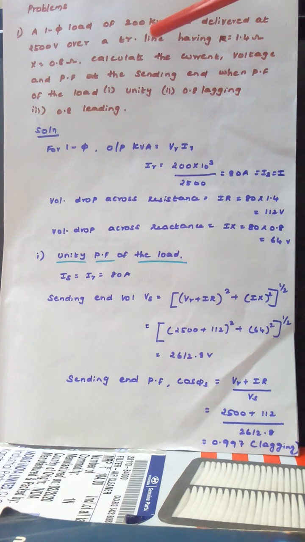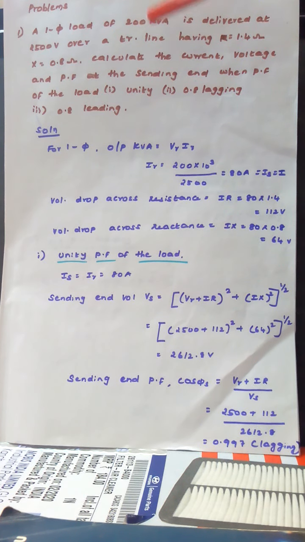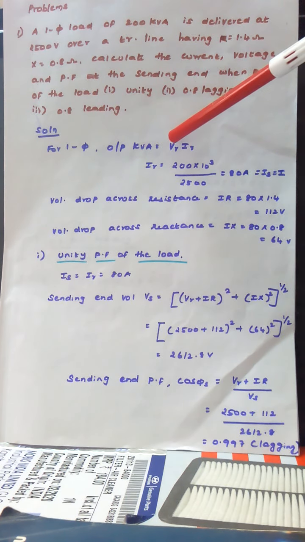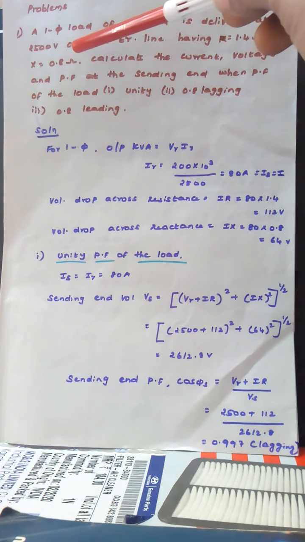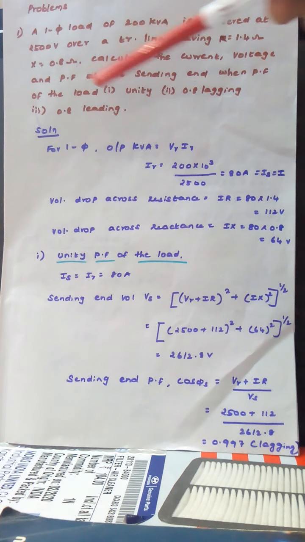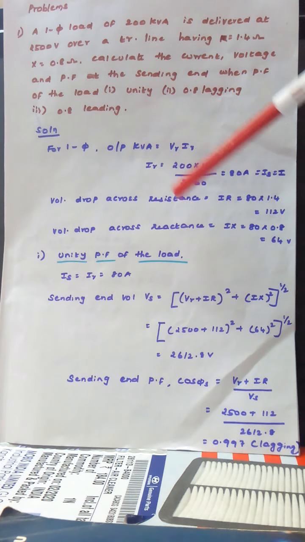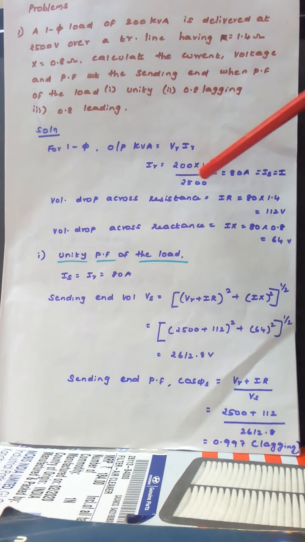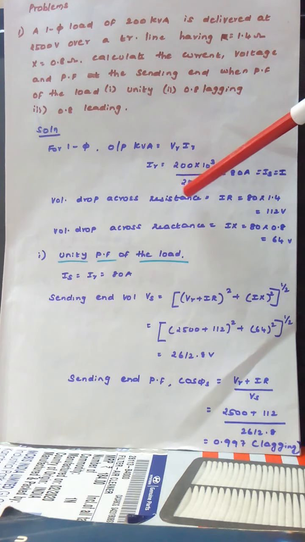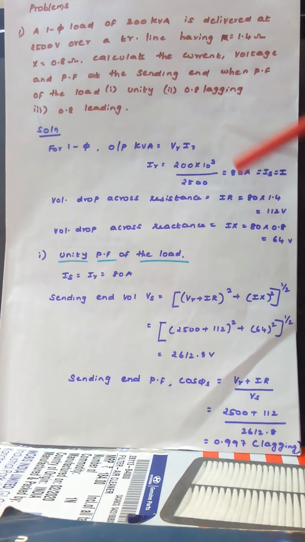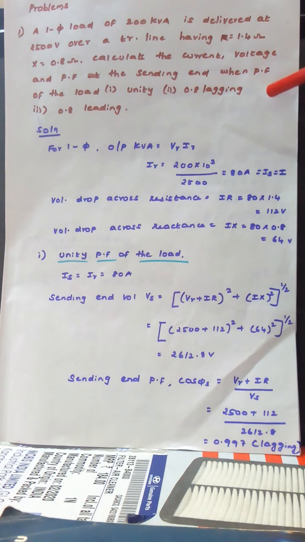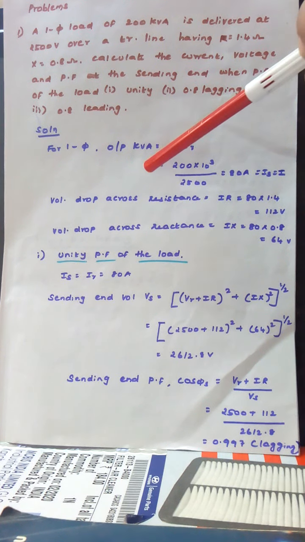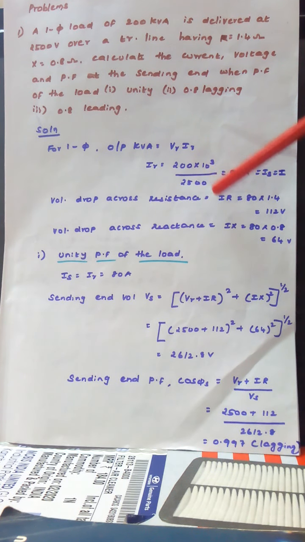So here they have given the output kVA as 200, so that output kVA will be equal to VR into IR, and they have given it is delivered at 2500 volts, so the receiving end voltage is 2500. So if you substitute here, we can find out IR. It is kVA divided by VR. So kVA is 200 into 10 to the power of 3 divided by VR, which is 2500. So we are getting 80 amps. It is a short transmission line, so resistance and inductance will be connected in series. So the current will be the same, that is IR equal to IS equal to I. So it is 80 amps.